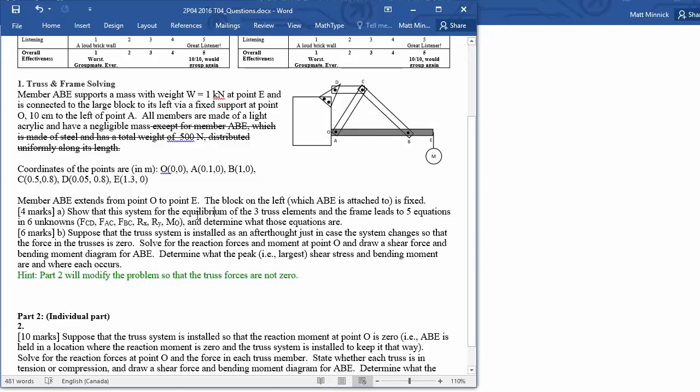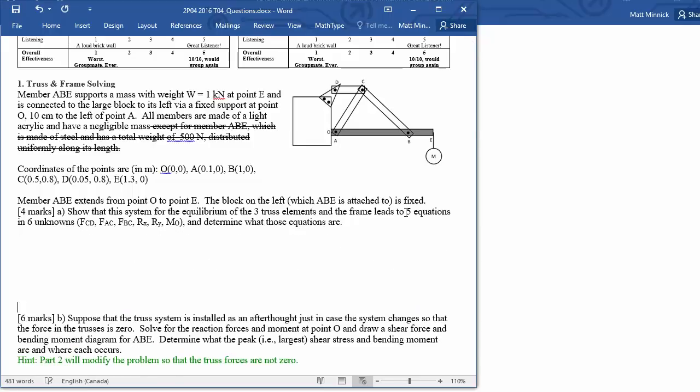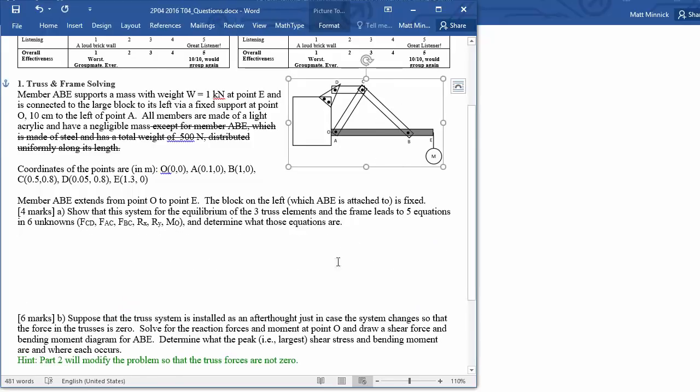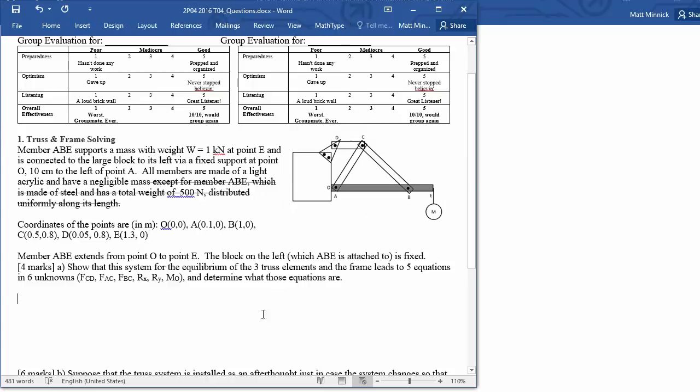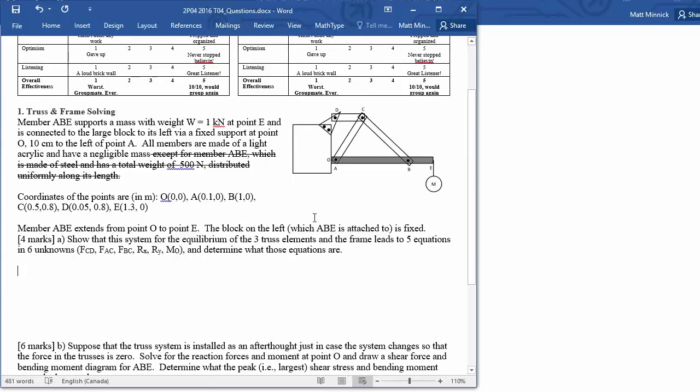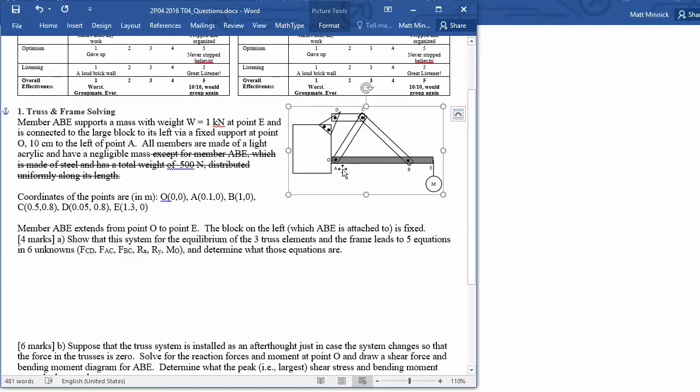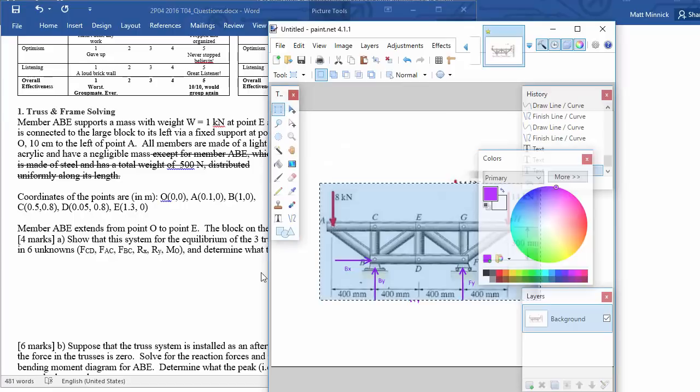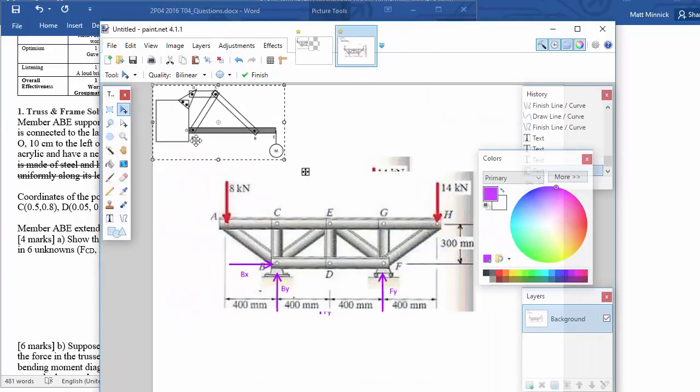Show that the system for the equilibrium of the 3 truss elements and the frame leads to 5 equations and 6 unknowns, and determine what those equations are. So we don't actually have to solve it yet. We're just going to show that this whole system leads to 5 equations in 6 unknowns, meaning it's indeterminate. Okay, so this is still going to be true, ignoring the distributed load from the weight of ABE when it was made of steel. And so we're going to be able to demonstrate the key parts that this question was getting at anyway. So that's good. That's some good stuff. Great.